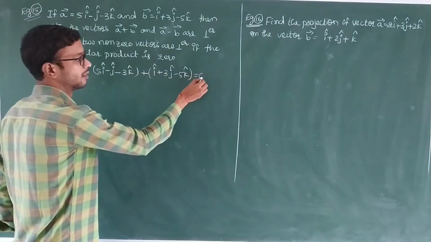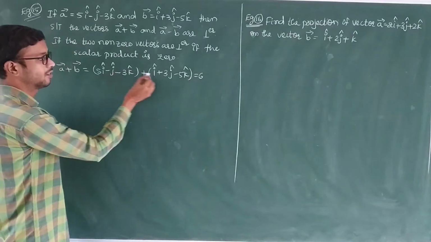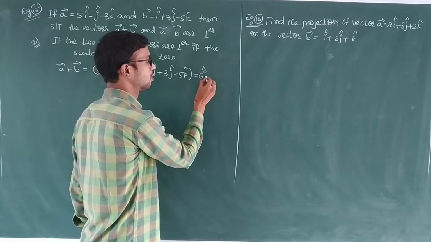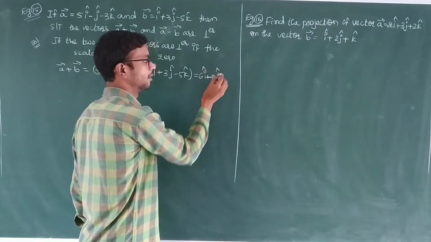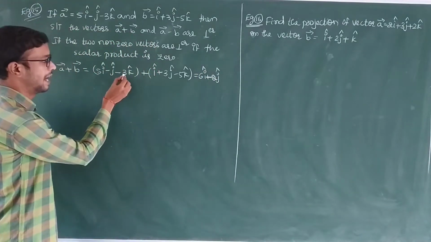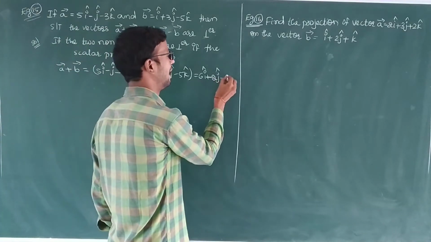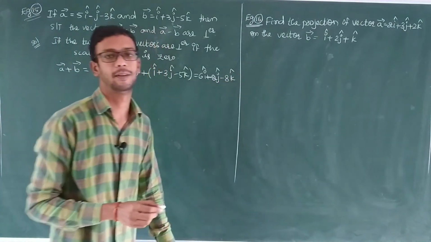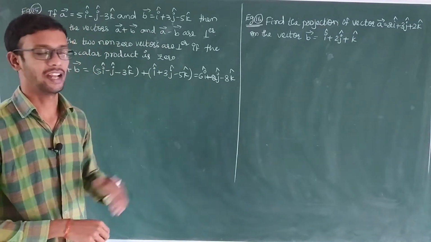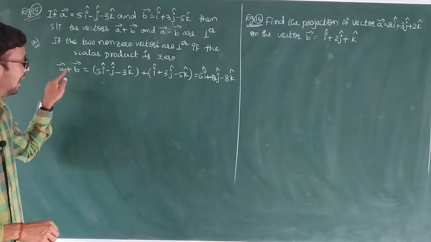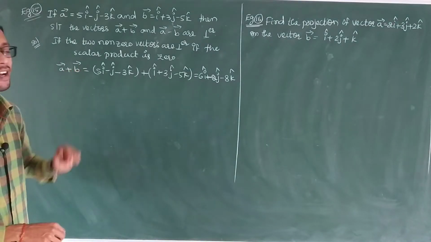5 plus 1, 6. Minus 1 plus 3 is plus 2 J cap. Minus 3 minus 5 is minus 8K cap. This is what vector? A bar plus B bar. A bar vector plus B bar vector.